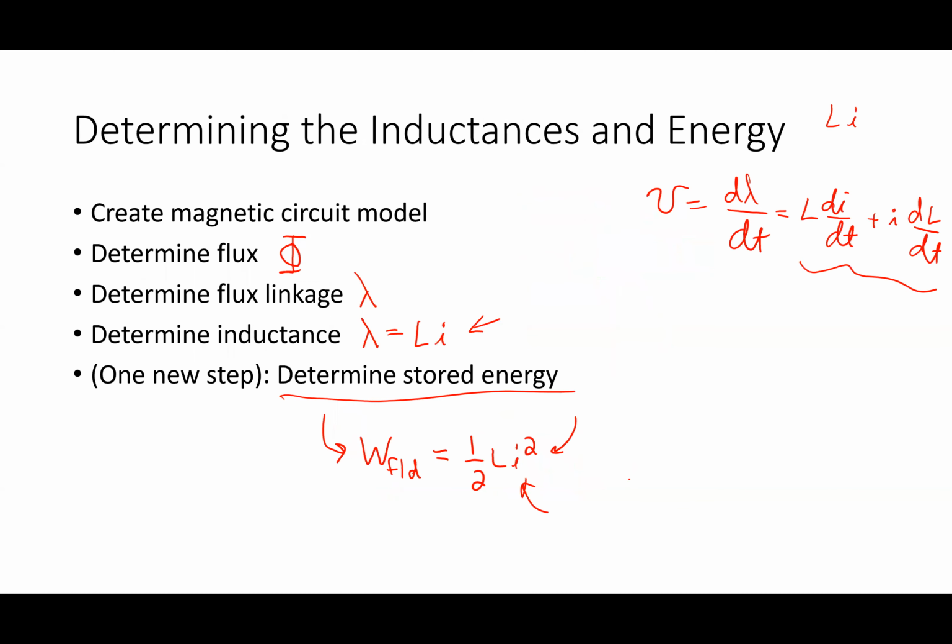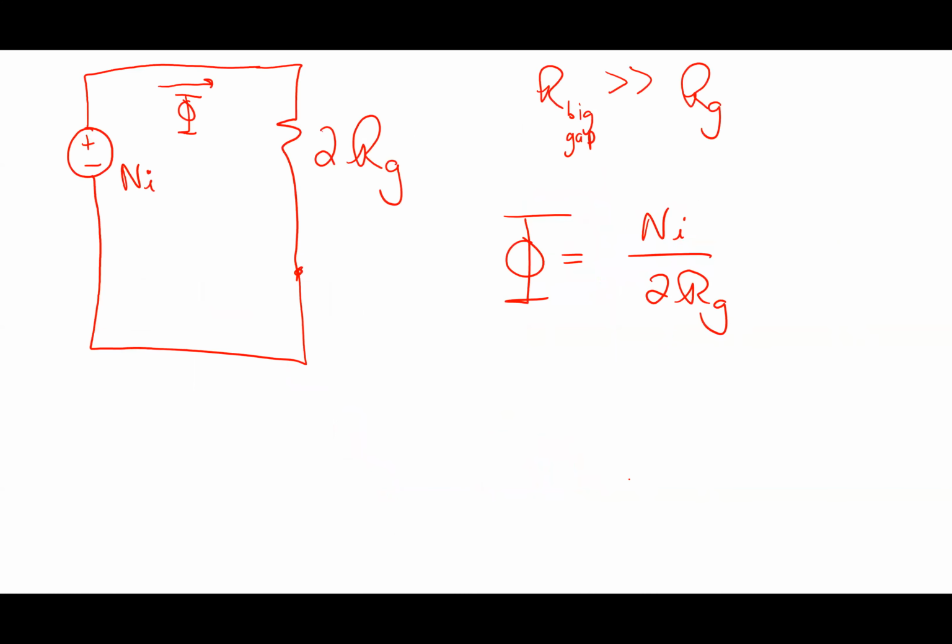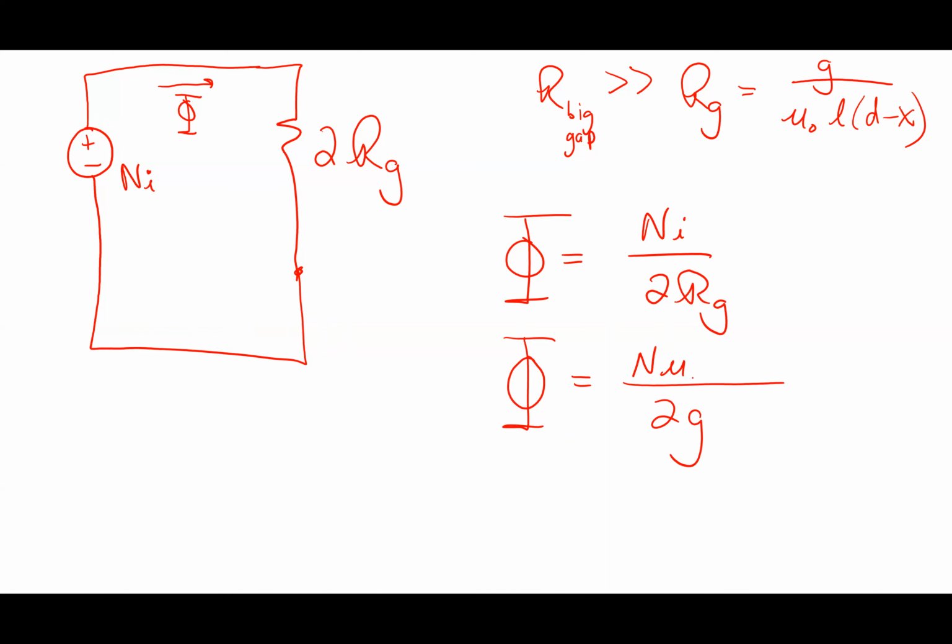When I go back to where I figured out the flux, this becomes N over the reluctance. RG was g over mu naught L times d minus x. I flip RG over, so I have 2g mu naught L, d minus x, times i.